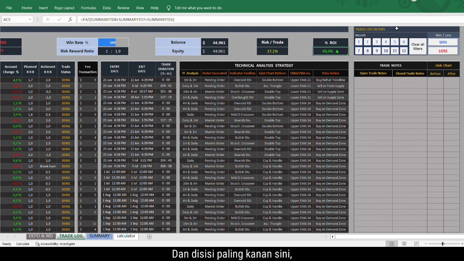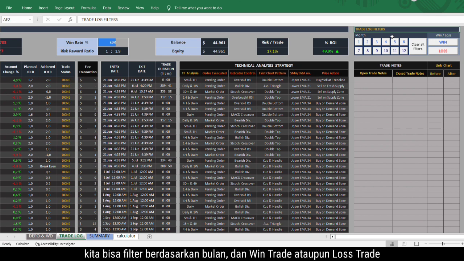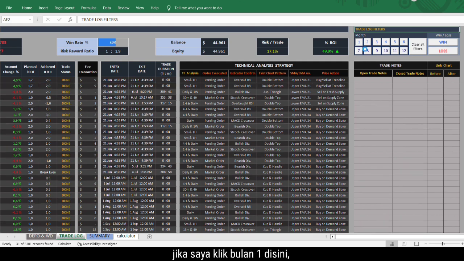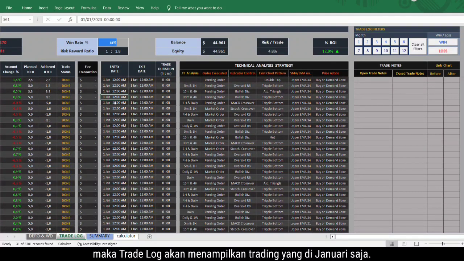And on the right side here, this is the Threadlock filter, where we can quickly filter the trades. We can filter by month and by win trades or loss trades. For example, if I click here on month 1, then the trading log will show only the trades in the month of January. And the statistics at the top here will also show the result for the selected month, except for the balance and equity.